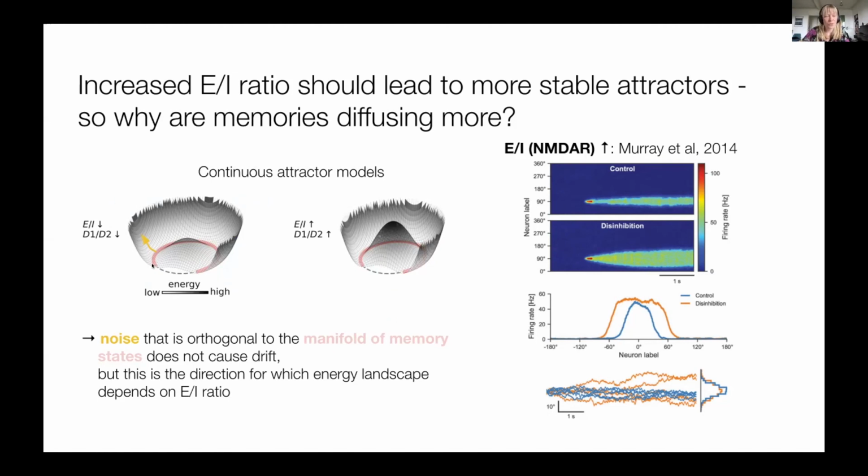To explain this in a little more detail, the different spatial locations that are being held by the network lie on this pink manifold here that you can see. All of those different states have the same energy for each one of those wells, right? In contrast, where the walls actually get steeper and are more difficult to overcome by noise, those are directions that are not relevant to this memory manifold.